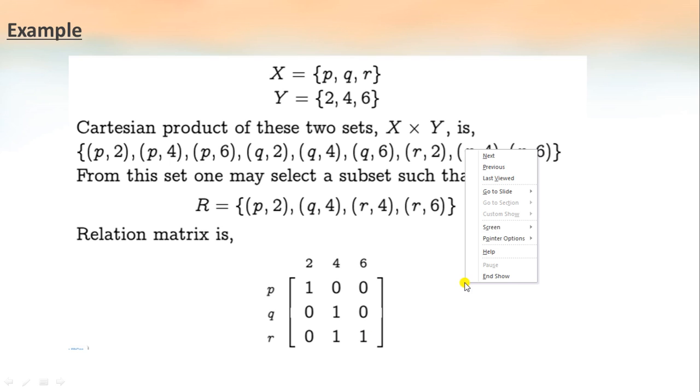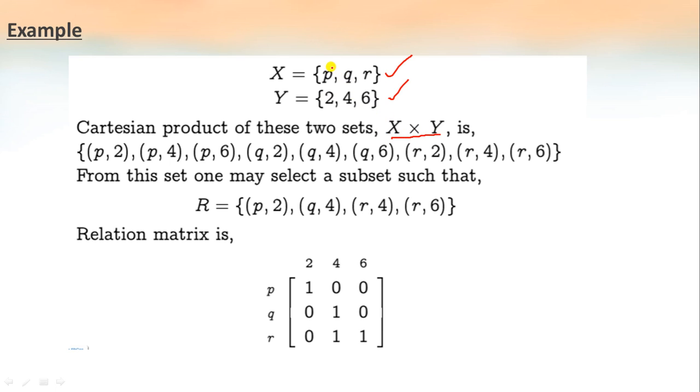Let us understand this concept with the help of an example. Consider that we have one set X which has elements p, q and r, and we have another set Y with elements 2, 4 and 6. Let us see how we can write the Cartesian product X cross Y. First we take the element p and make the corresponding pairs with the elements in the set Y. So p can make a pair with 2, then it can make a pair with 4 and it can make a pair with 6. That is written over here: (p, 2), (p, 4) and (p, 6).